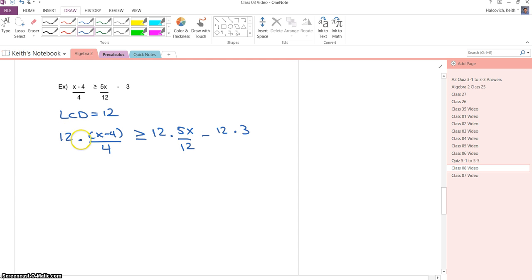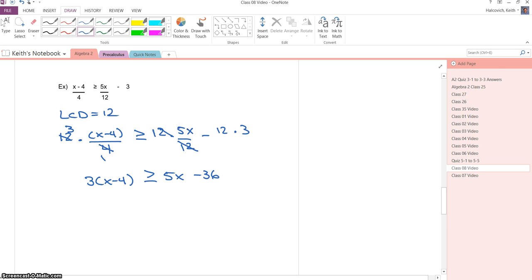And don't forget that 3 is also a term, so you have to multiply that by 12. Notice here, 4 goes into 12 3 times, so I have 3 times x minus 4. 12 goes into 12 once, so it's just 5x. And then 12 times 3 is 36.